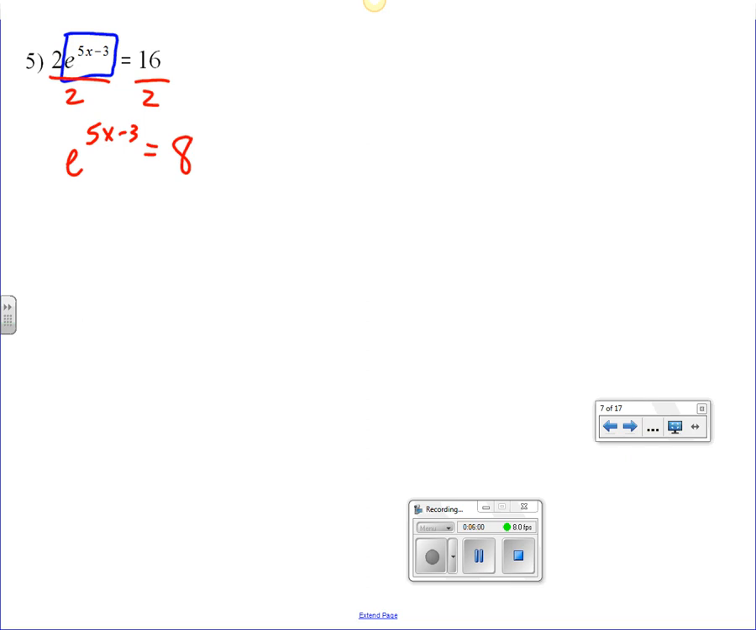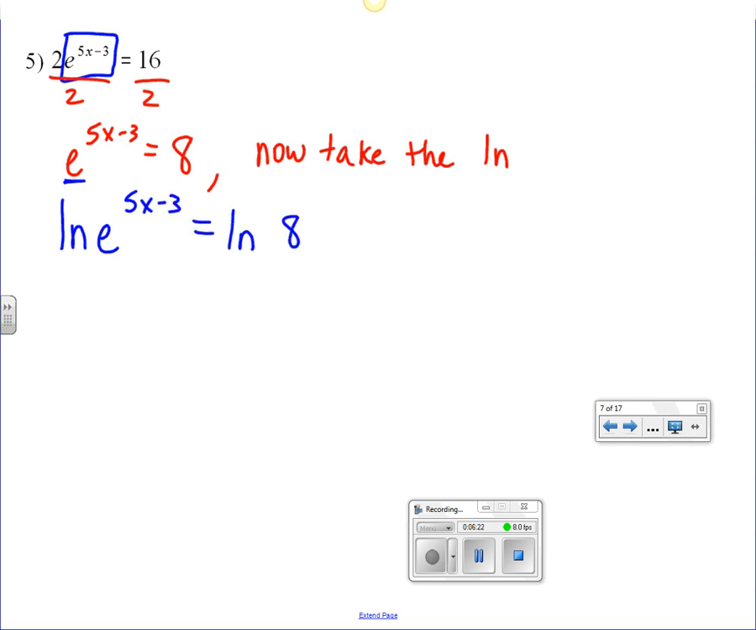All right, so x is in the exponent, so now you're going to take the log, but in this case, we're going to take the ln. Anytime there is an e, you're going to do ln instead of log. So you're going to do ln e to the 5x minus 3 equals ln 8. So you're going to ln both sides, and this goes to the front, so 5x minus 3 ln e equals ln 8.